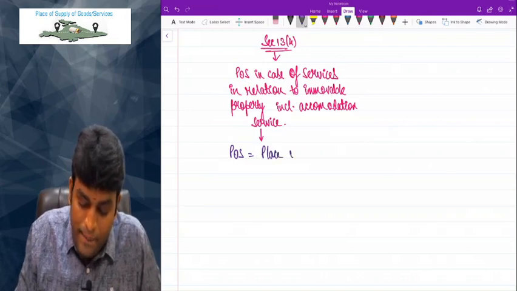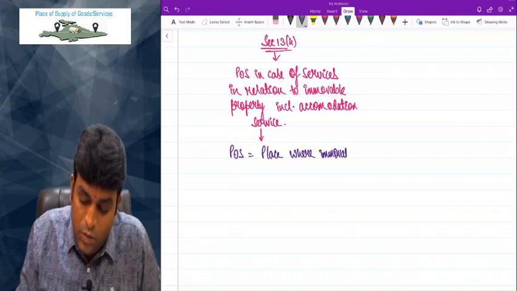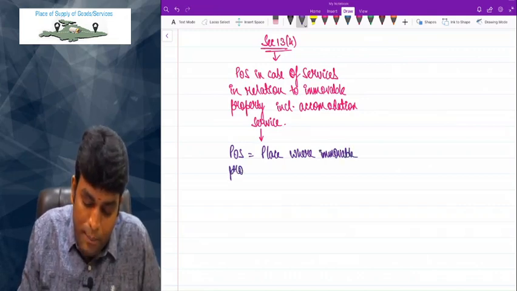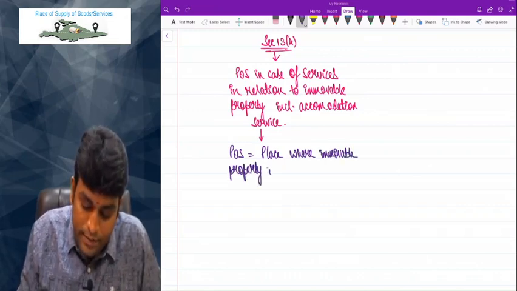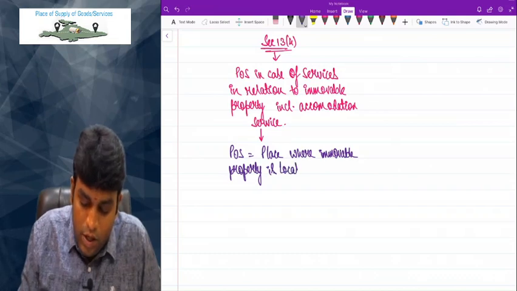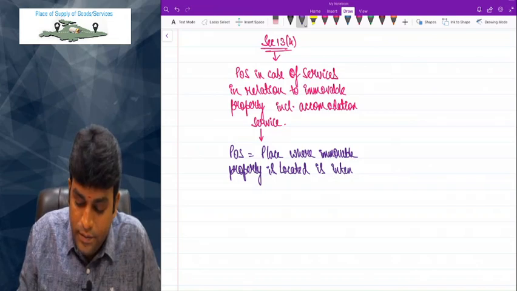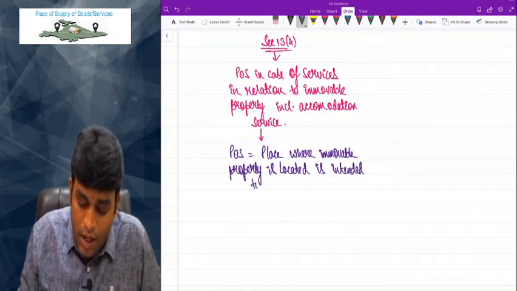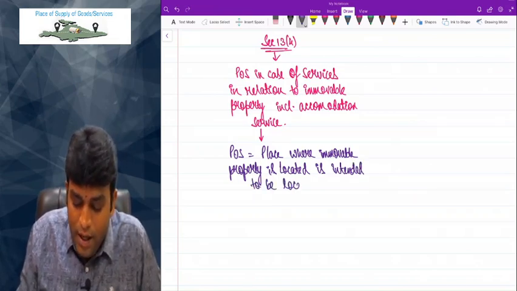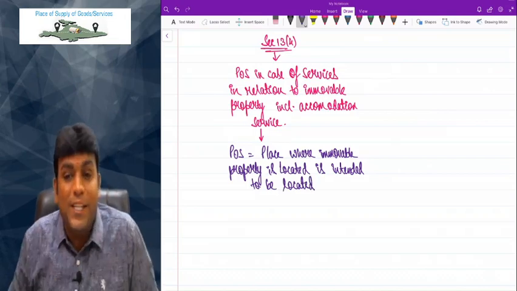Place of supply is the place where immovable property is located or intended to be located. I already taught this point to you, sir. While teaching 12.3 only, I explained this point.